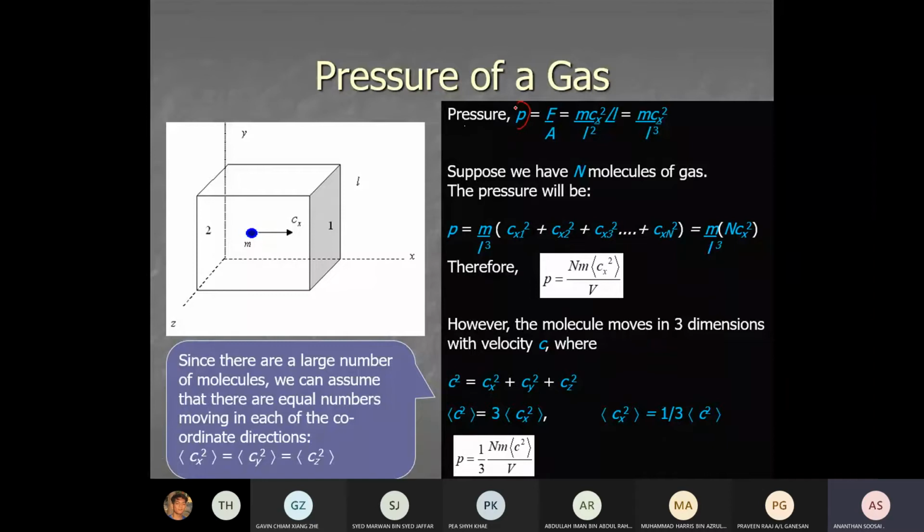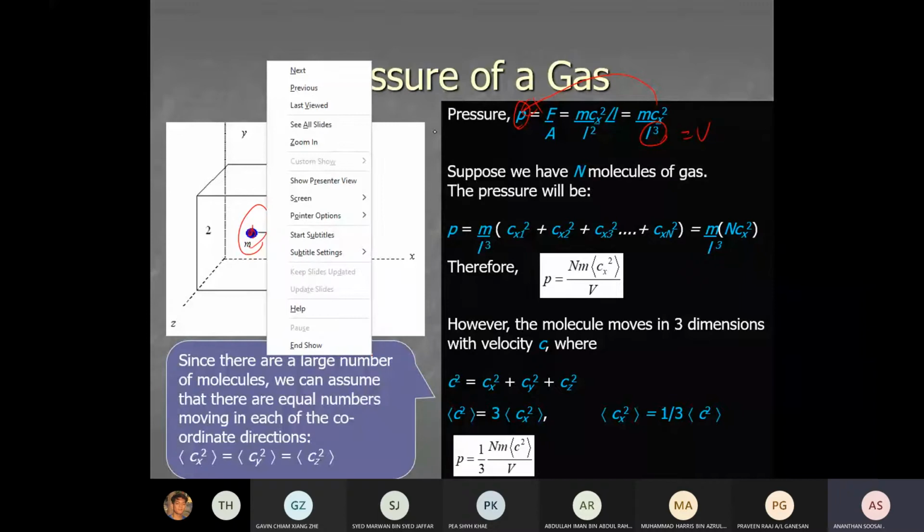The pressure exerted by that one particle, only one particle, is F over A. F, just now we got the formula, divided by A. A is actually L times L, so it's L squared. So the L up here becomes L cubed. L cubed is the volume of the container. So mcx squared over L cubed is the pressure produced by one particle on wall number one.